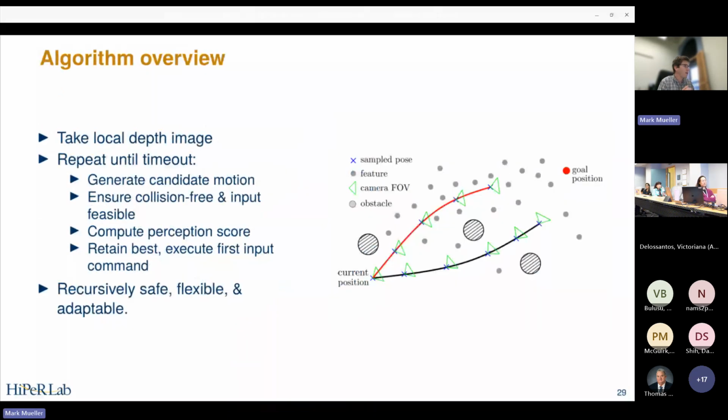I'm going to skip the motion blur part, but the algorithm is effectively: at the current time, take an image of the world, a depth image, and generate possible trajectories that fly through the world. Make sure that each trajectory is collision-free and input feasible, then check for each of these candidates the perception score, so how much information am I gathering as I fly it, and then retain the best candidates until I hit some timeout. In our case, we're running this at 10 hertz, so I have 100 milliseconds to do the sampling. And once I hit this timeout, I take the best trajectory, execute 100 milliseconds worth of flight, and then at the next instant, I will get a new camera image, and I can just repeat this process.